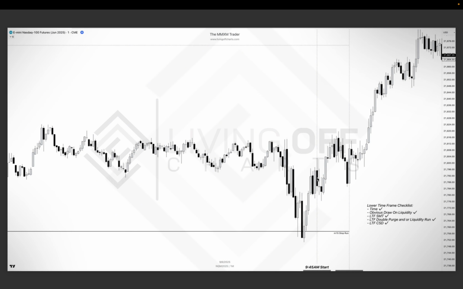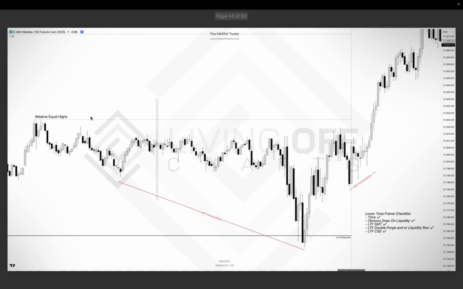Do we have an obvious draw on liquidity? Yeah, you don't have to second guess this. Relative equal highs here. This is as obvious as it gets right here. So there's your buy side liquidity there. Do we then have lower time frame SMT? We do have an SMT here in YM, and an SMT here with the ES. So after we get that SMT on the lower time frame, we're then looking for a liquidity run or double purge on the lower time frame.